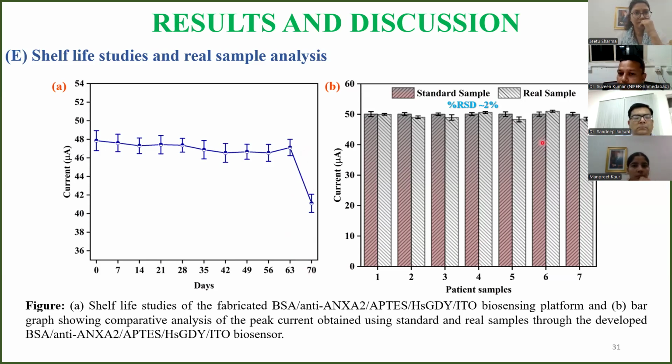We have also compared it: first we investigated the concentration of annexin A2 through the ELISA technique, and after that we compared it with our fabricated electrode. The average percentage RSD obtained is approximately 2% when comparing standard samples and real samples. The real sample means a biological sample like serum obtained from liver cancer patients. So this is the platform that we have developed.